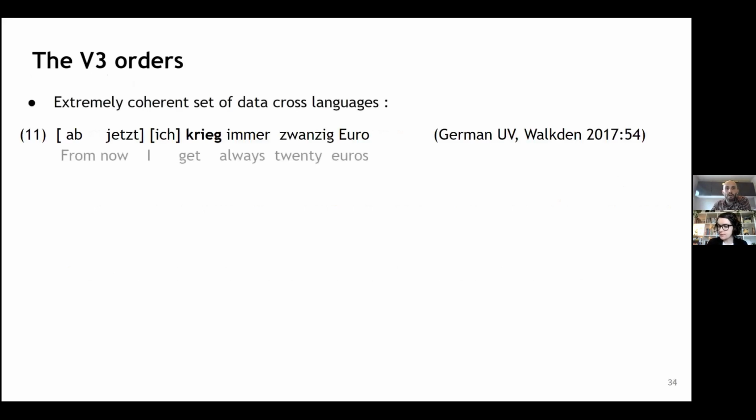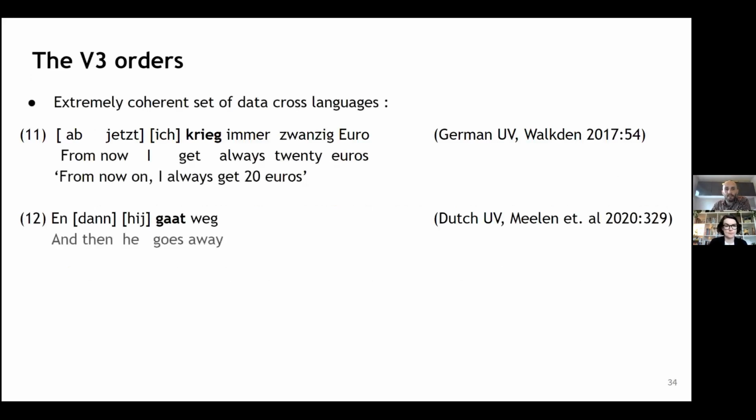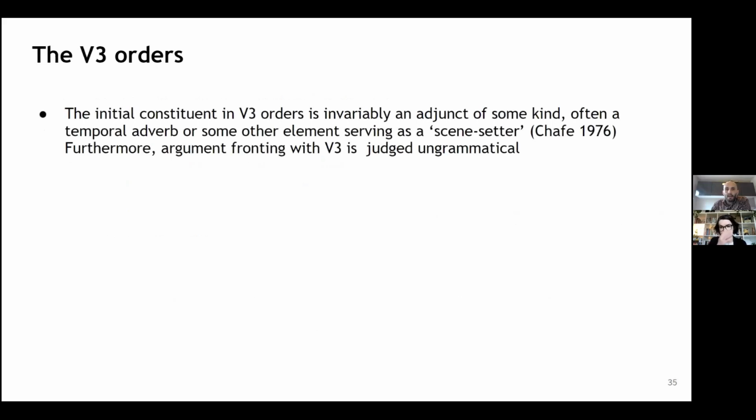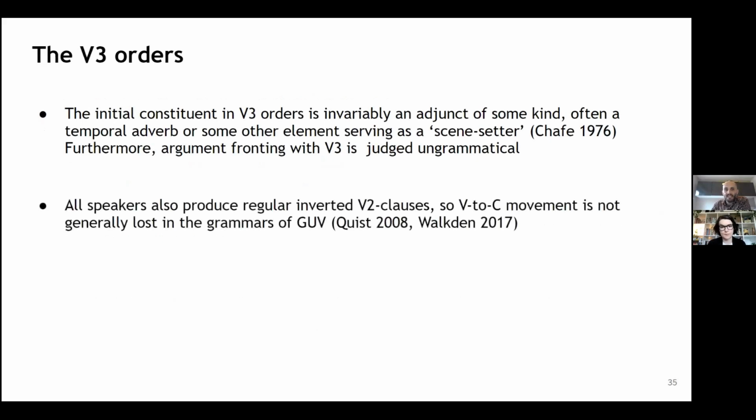So here are the V3 orders. You've already seen them, as I've said, so I can permit myself to be brief. They are extremely coherent across languages. As you can see, you have an initial adjunct of some sort, and then there is the subject and the verb in third position. This adjunct is very often a temporal adverb or some other element which might serve as a scene setter. An argument fronting with V3 is often judged explicitly ungrammatical, but at the same time, all speakers also produce regular inverted V2 clauses. So it's clearly not the case that V-to-C movement is generally lost across the board in these varieties.